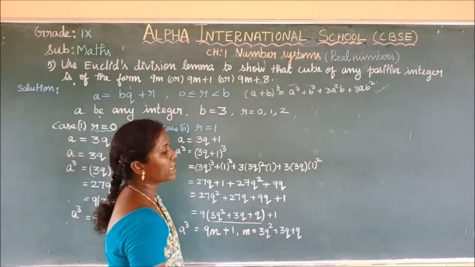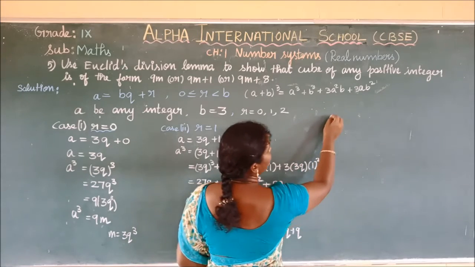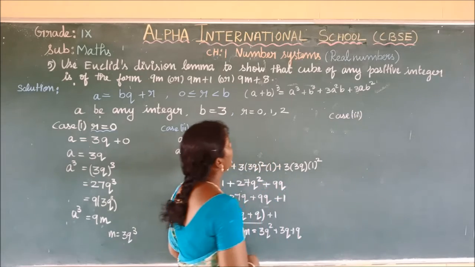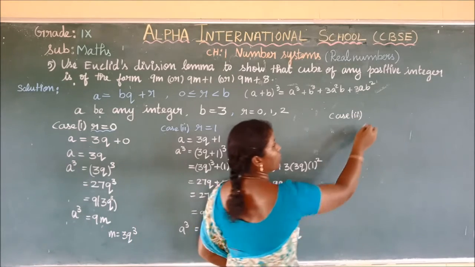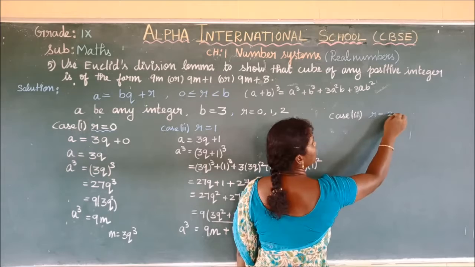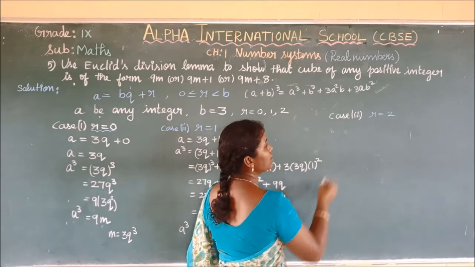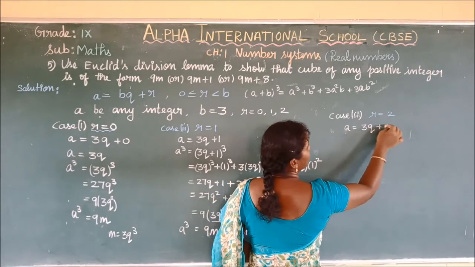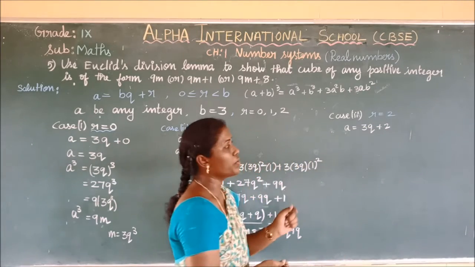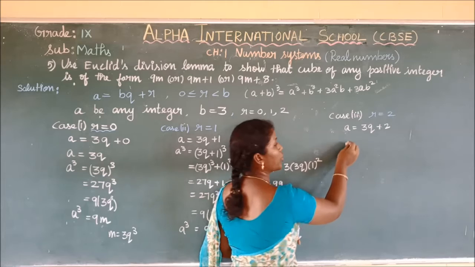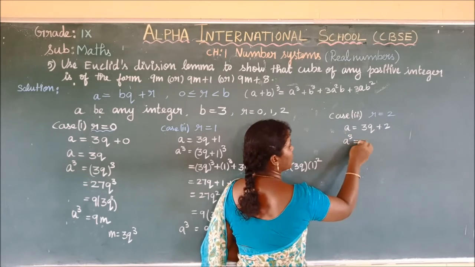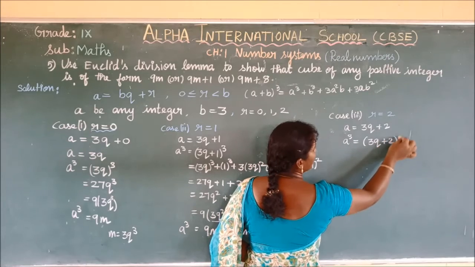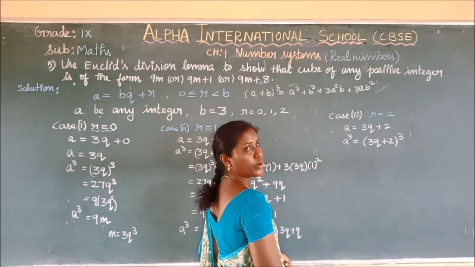Now let us solve case 3. What is the case 3 we have here? The remainder r is equal to 2. So we have to take the remainder r is equal to 2. So how to write this? a is equal to 3q plus 2. What do we have to do? Cube the number now. So a cube is equal to (3q plus 2) the whole cube. We have to take the whole cube.